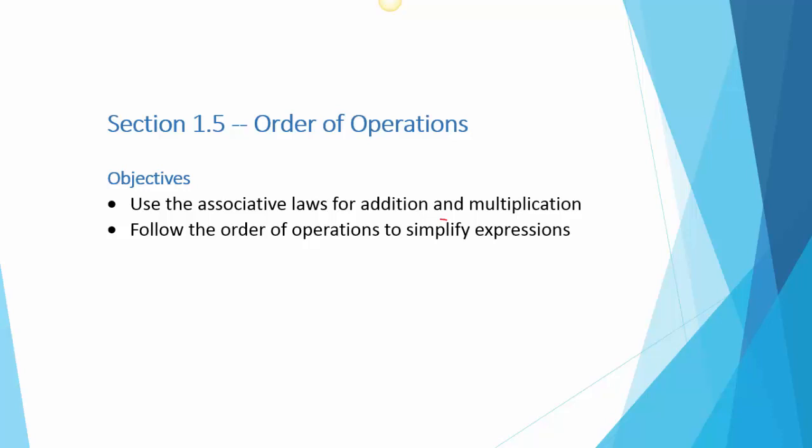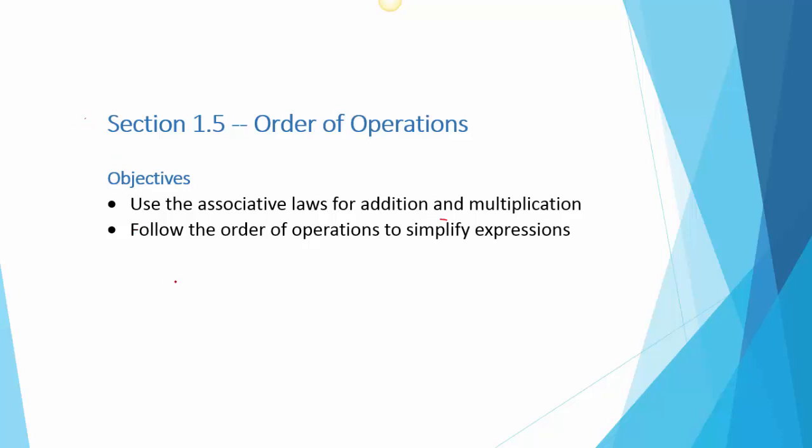The associative law is basically saying that I can do stuff in any order as long as it's addition and multiplication. We can't do it with subtraction and division. I'll give you an example of one of those. Let's just do an example right now.